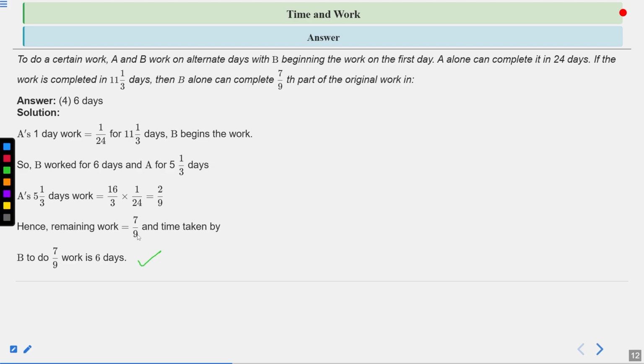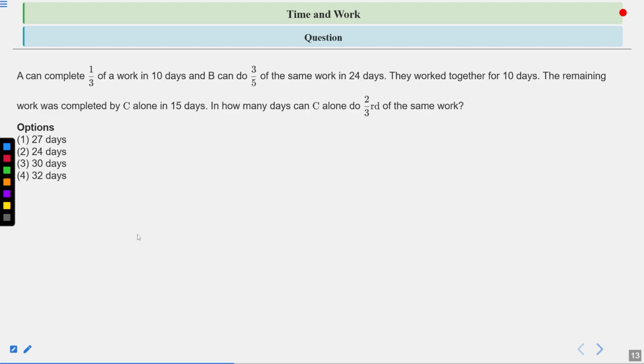Next one. A can complete one third of a work in 10 days. B can do 3/5 of the same work in 24 days. They worked together for 10 days. The remaining work was completed by C alone in 15 days. In how many days can C alone do two-thirds of the same work?